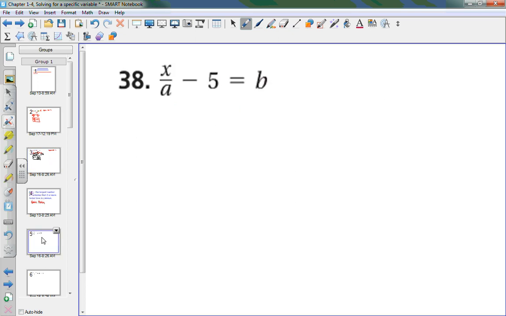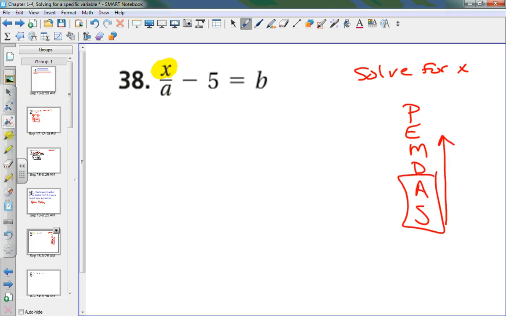So 38. 38 in your textbook says to solve for x again. So if I'm solving for x, again, I'm going to highlight what I'm solving for, so I can keep on track. And do I get rid of the a first, or do I get rid of the 5 first? Well, if you remember, whenever we solve equations, you work PEMDAS backwards. So I need to get rid of what's attached by addition or subtraction first. So I need to add 5 to both sides. So working from left to right, I bring down the x over a is equal to b plus 5.